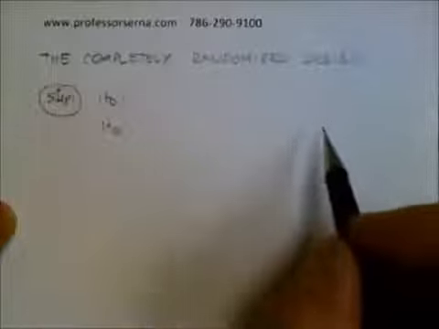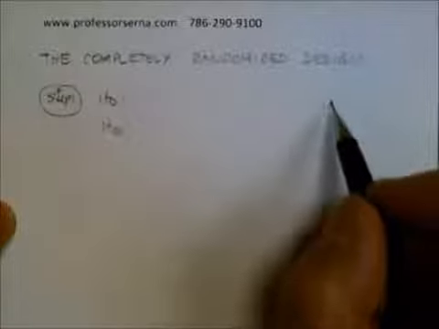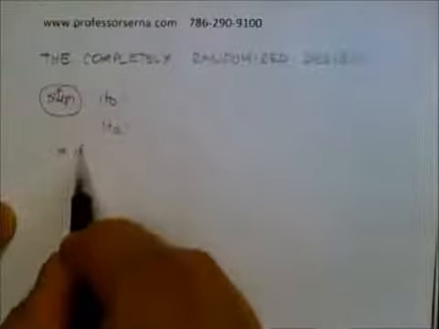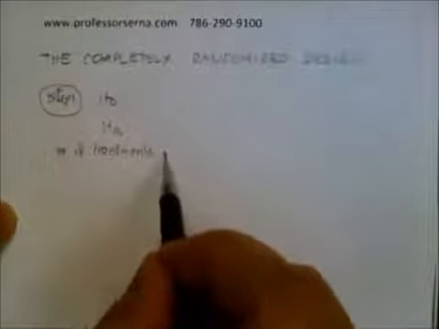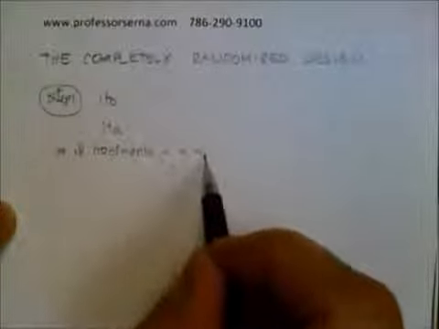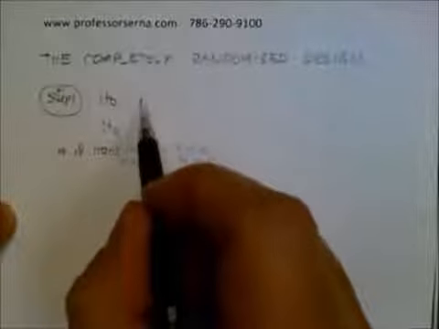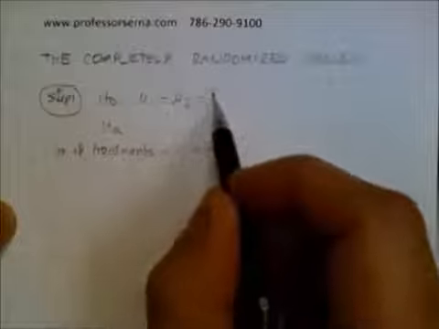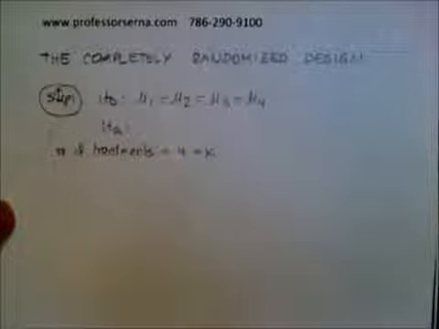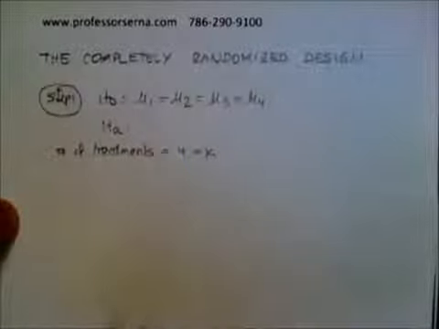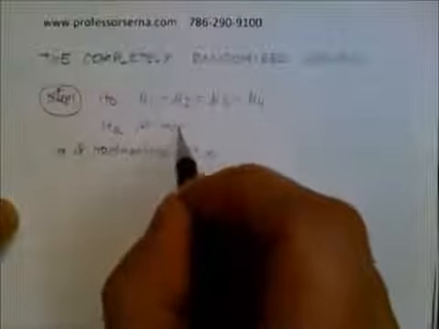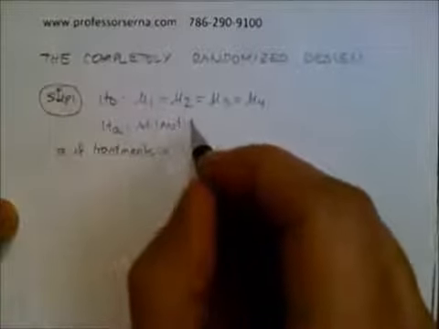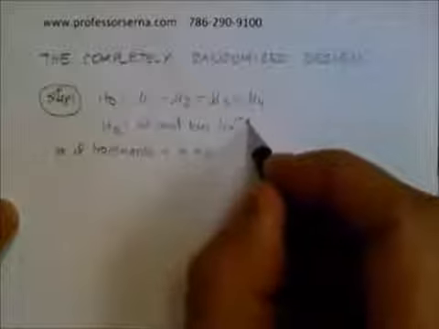So let's say that in our study, the number of treatments is 4. That's what we're going to call K. So we're going to say mu sub 1 is equal to mu sub 2 is equal to mu sub 3 is equal to mu sub 4. The null hypothesis is going to be that there is no difference between all the treatment means. And the alternative hypothesis will be that at least two treatment means differ.